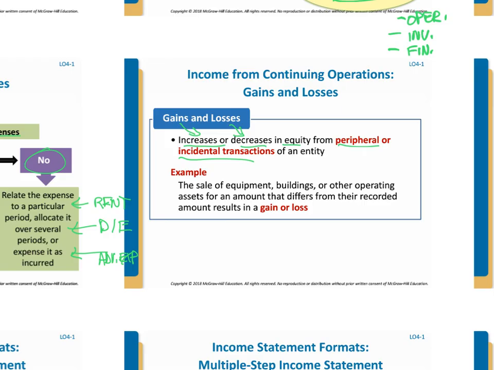An example of this would be the sale of equipment, buildings, or other operating assets for amounts that are different than the recorded amount, meaning that there's a difference between what they sell for, their sale price, and their book value. That difference produces for us a gain or loss. Obviously, if the sale price is more than the book value, you have a gain, and if it's less, then you have a loss.